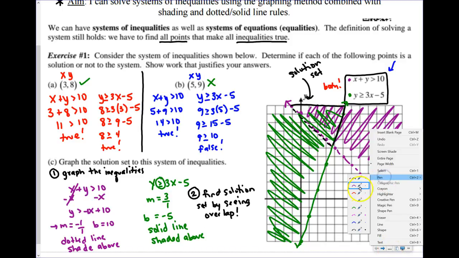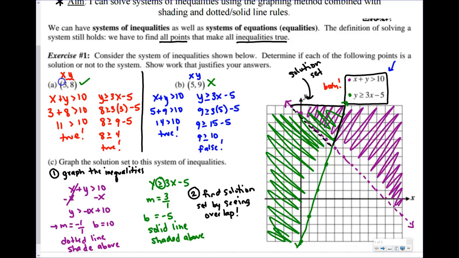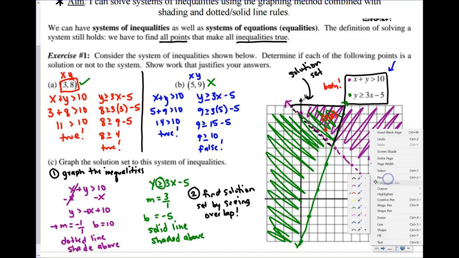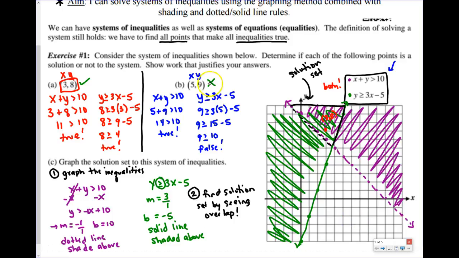So notice that if I go back to this point here, this 3, 8, we said that was a solution. Well, look where 3, 8 is. 1, 2, 3, 1, 2, 3, 4, 5, 6, 7, 8. See how that point falls in the triangle we made? That's why it's a solution. But if I select the blue point, 5, 9, this right here, 1, 2, 3, 4, 5, and then up 9, this is not in the solution set. Okay?